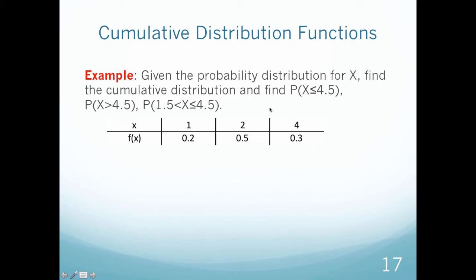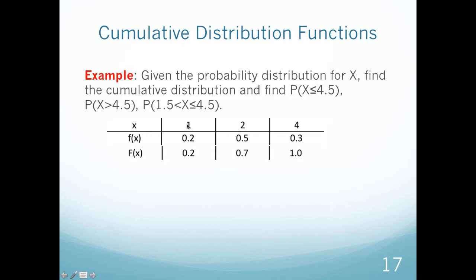And remember, a probability distribution is just a list of x values within a random variable and their corresponding probabilities. Okay, so I know that a cumulative distribution function then is just my probabilities added together. So I'm going to go through and do that.